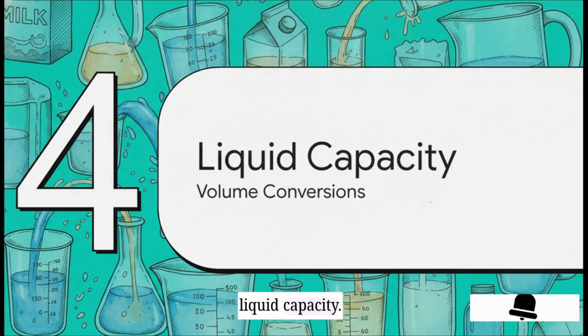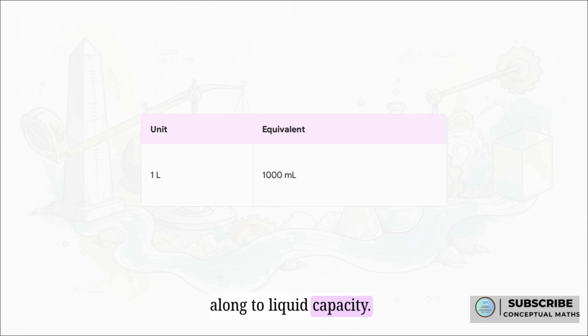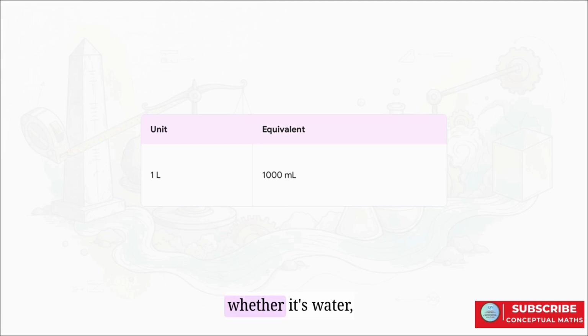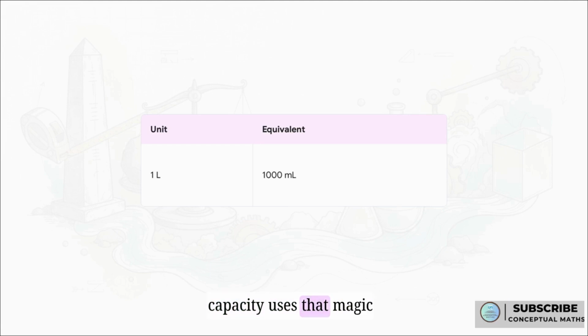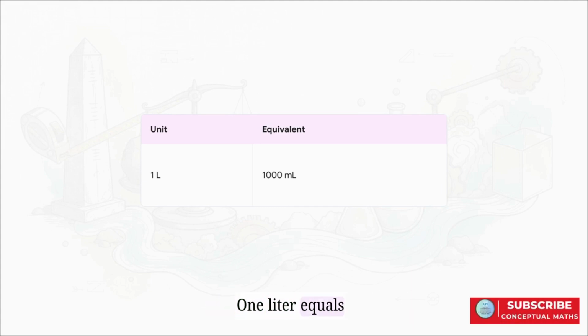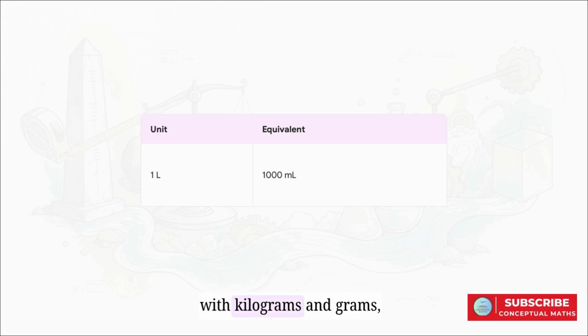Section 4. Liquid capacity. And that brings us right along to liquid capacity. Actually, I have a fantastic spoiler for you here. The exact same mathematical logic applies to liquids, whether it's water, milk, or juice. Just like mass, capacity uses that magic number 1,000 for its basic conversion. 1 liter equals 1,000 milliliters. Liters are your bigger unit, and milliliters are your smaller unit. It's literally the exact same pattern we just saw with kilograms and grams, just slapped with different labels.